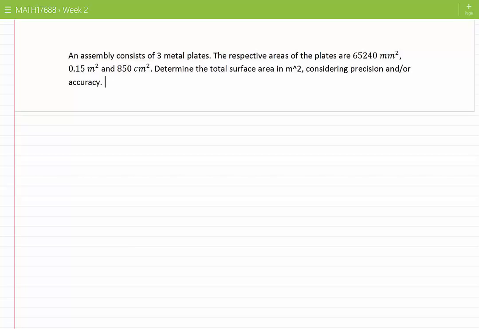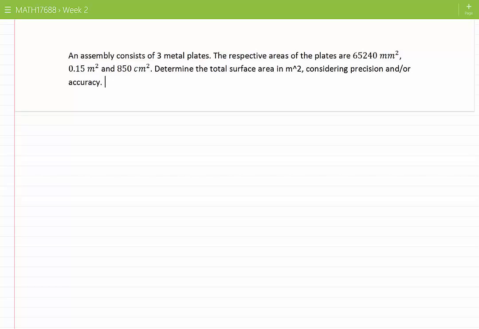An assembly consists of 3 metal plates. The respective areas of the plates are 65,240 millimeters squared, 0.15 meters squared, and 850 centimeters squared. Determine the total surface area in meters squared, considering precision and/or accuracy.